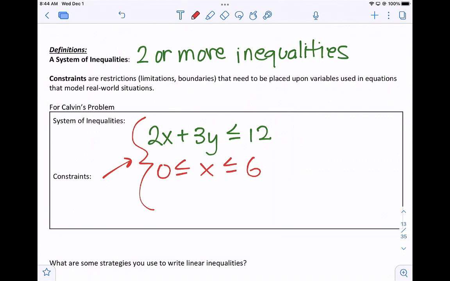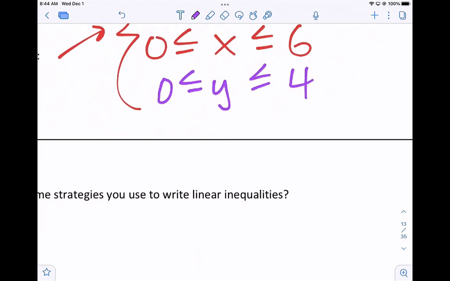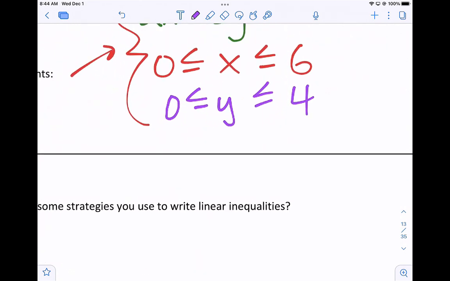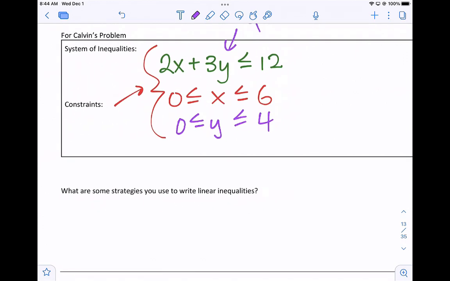For 3-point shots, it's the same thing, right? We can't score negative 3-point shots. We can score 0 3-point shots. What's the highest number of 3-point shots that we could score? Well, if we plug in here, 4 would be the highest number because 3 times 4 is 12. So this system of inequalities is, again, 2 or more inequalities, and the constraints are just what's the lowest, what's the highest. So it kind of deals with domain and range there.